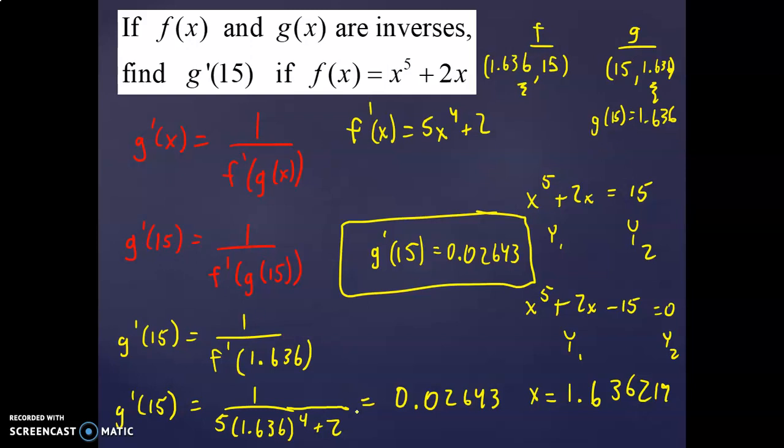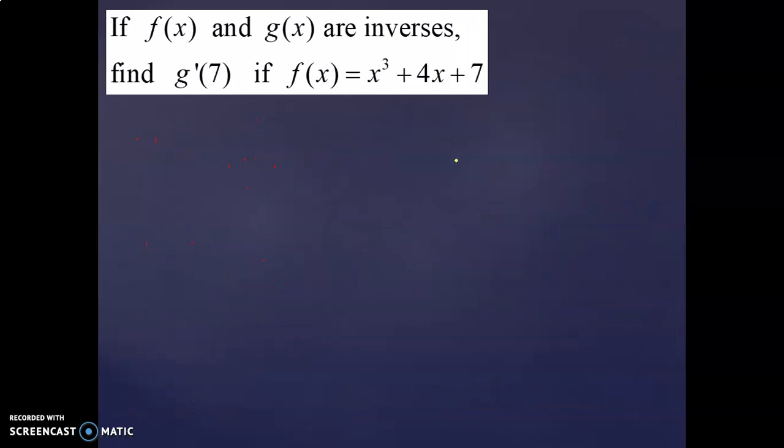Then I'm just plugging it in and letting my calculator do the math. So this is a calculator example. This is a non-calculator example. So same idea. I want to find G prime of 7. I'm given the function for f, and knowing that f and g are inverses, I want to find G prime of 7.